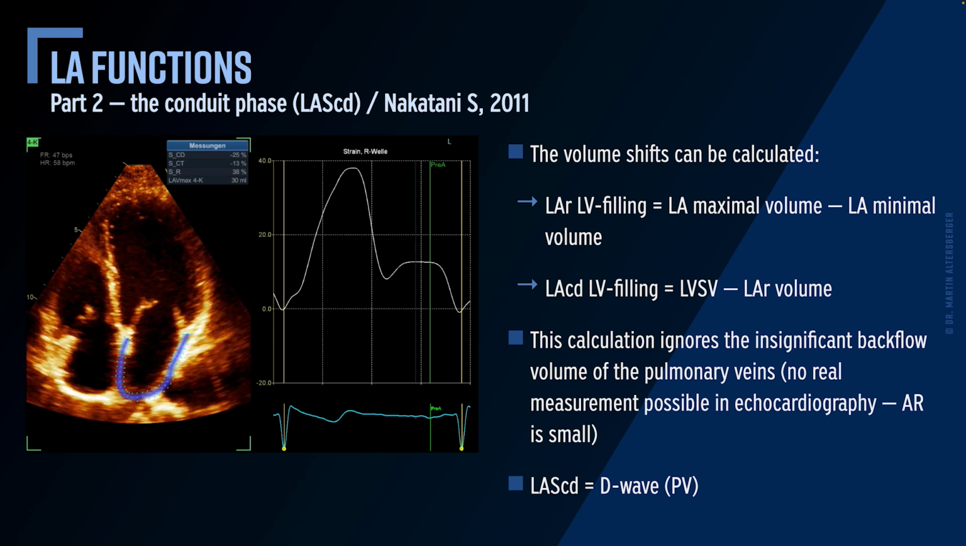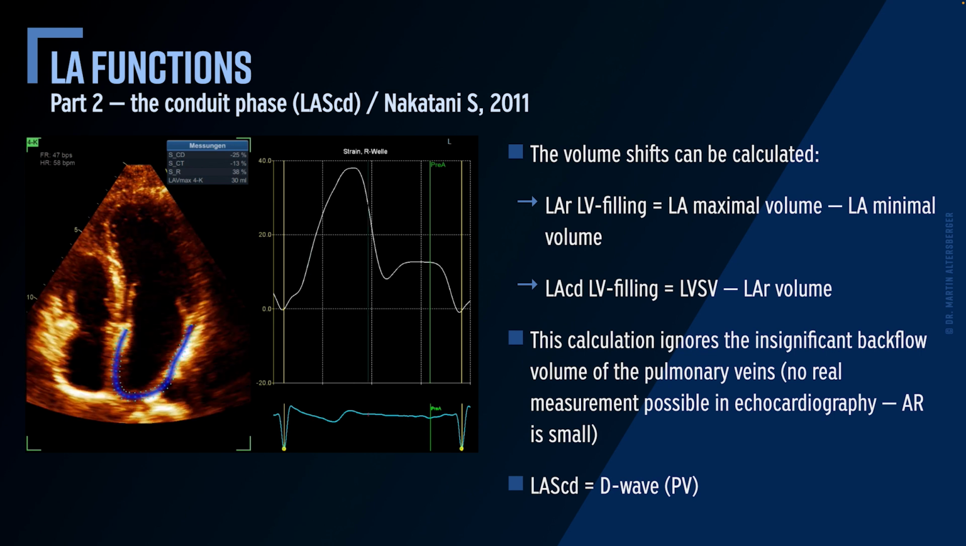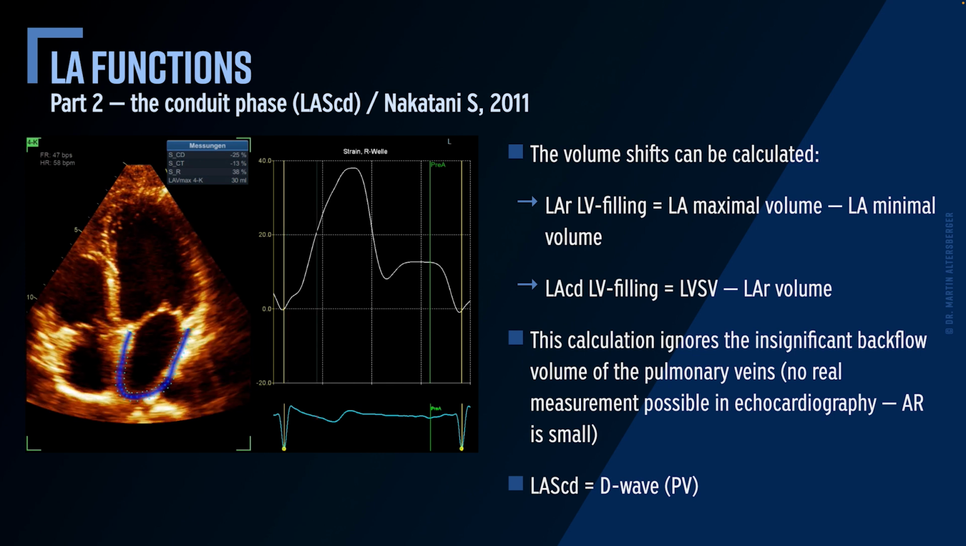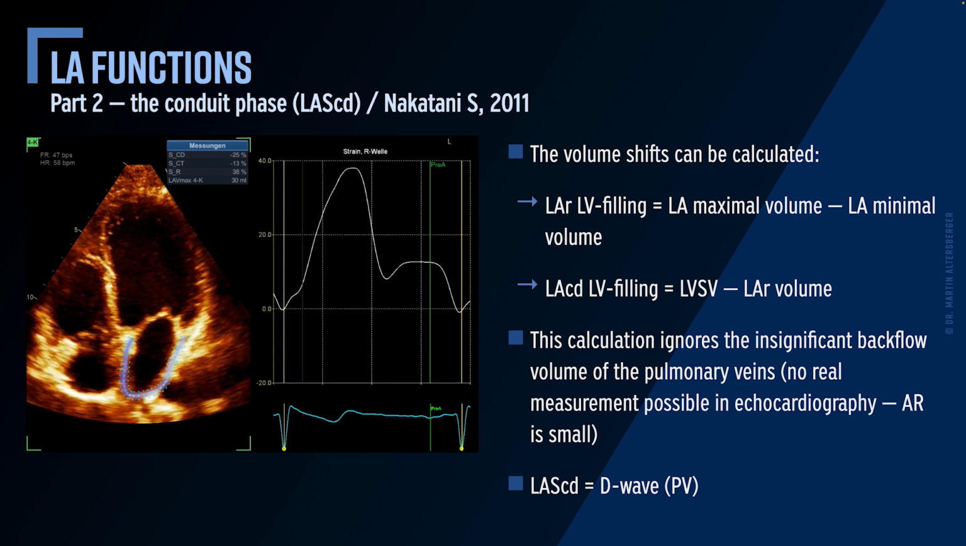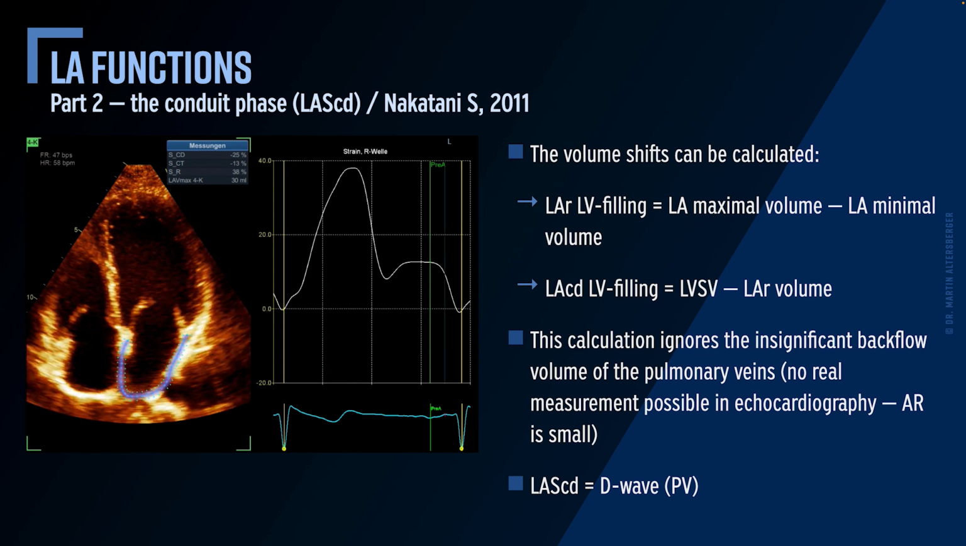This calculation does not include the insignificant backflow volume into the pulmonary veins that also happens to a certain degree, but no real measurement is possible in echocardiography. This AR, this reflow, it's called AR as well, is very, very small. The conduit phase is in the pulmonary venous signal, the D wave.